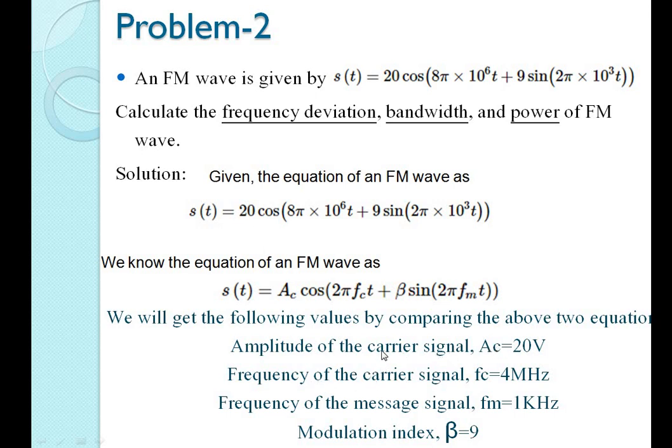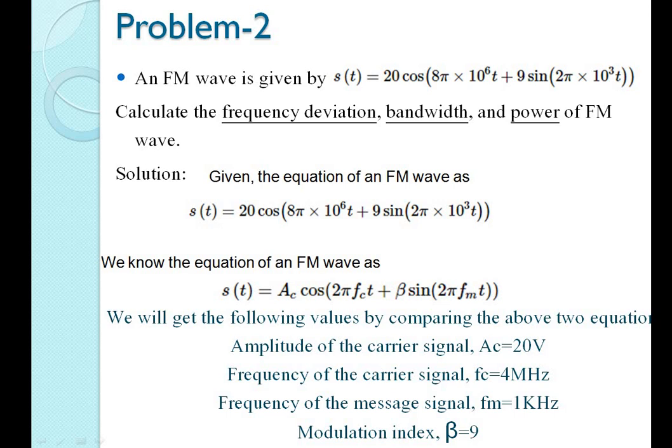Then the frequency of the carrier signal, 2 pi FC t. Instead of 2 pi, here I am having 8 pi. 2 means 2 into 4, so you will get 4 pi. Again you are having 10 to the power of 6. So I will get FC is equal to 4 into 10 to the power of 6, that is nothing but 4 megahertz. Then afterwards you are having 2 pi FM t. Already we have 2 pi, FM means only 1, yes or no? So FM is nothing but 1, and 10 to the power of 3 means kilohertz.